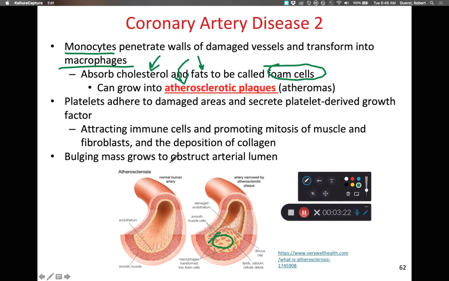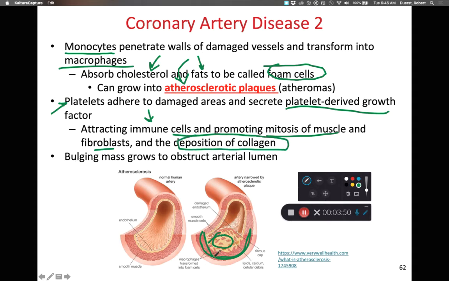Once we have this atheroma buildup, the platelets are going to adhere to the damaged areas, secreting platelet-derived growth factor. They're trying to heal the damage. As they secrete platelet-derived growth factor, we're going to have more immune cells attracted. We're going to have mitosis of muscle and fibroblast cells within the tunica media of the blood vessel, and we're going to have deposition of collagen.